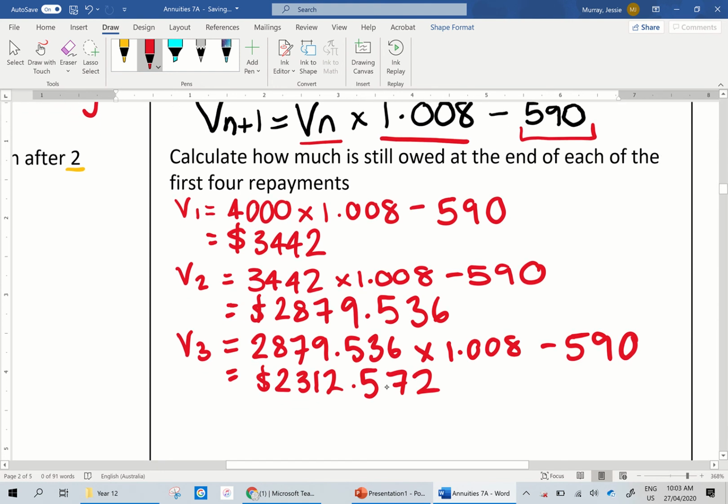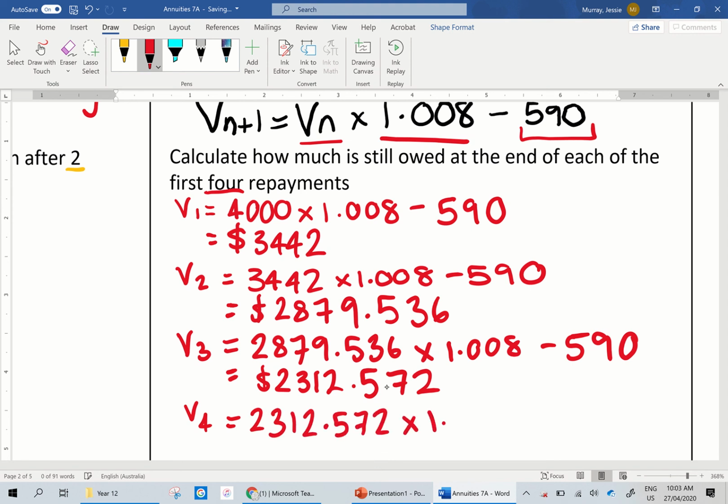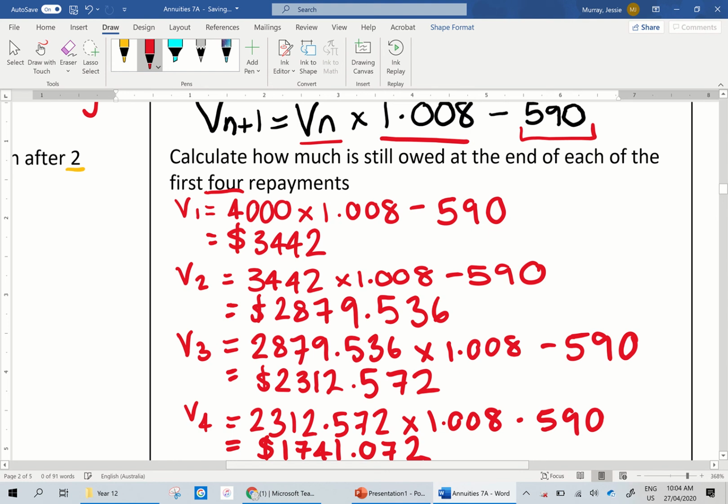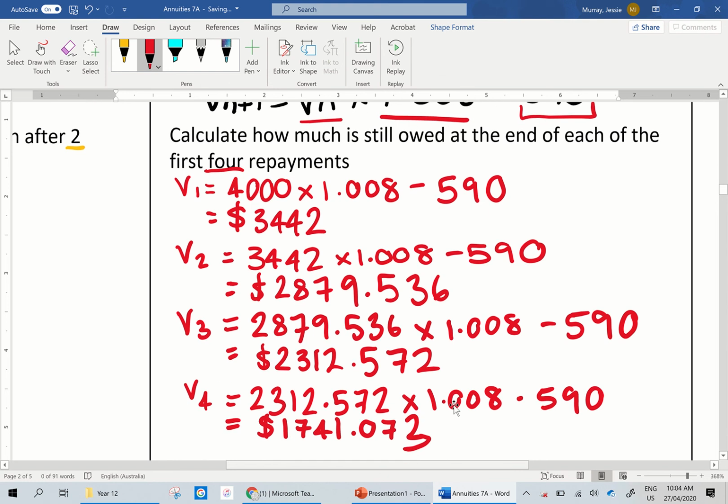And remember it wanted after the first 4 repayments, so now I go up to V4. I bring that number back down, times it by the interest rate, take off my repayment. So what is left owing on the loan after I made 4 repayments is $1,741.073. That is to 3 decimal places. And that's it.